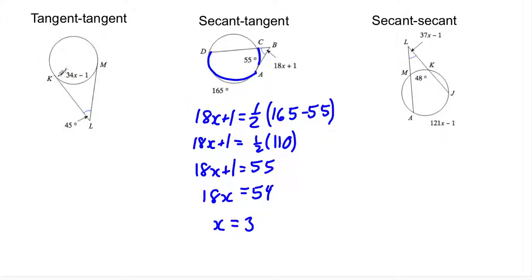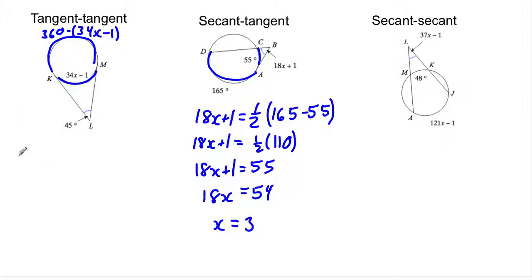So if I look here, I know that arc KM is 34x minus 1, but I don't know what this major arc KM is. Well, don't forget that arcs add up to 360. So if this is 34x minus 1, this arc is 360 minus that 34x minus 1.